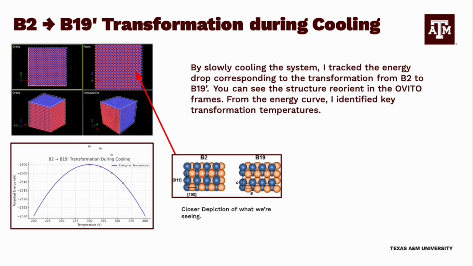On reheating, the reverse transformation begins at As and completes at Af, which are the austenite start and the austenite finish. But notice how this path is not the same. The hysteresis loop is a hallmark of shape memory behavior and shows that the path is dependent on thermal history. The ability to extract these transition temperatures validates my simulation setup and confirms that the model accurately captures real martensitic behavior.